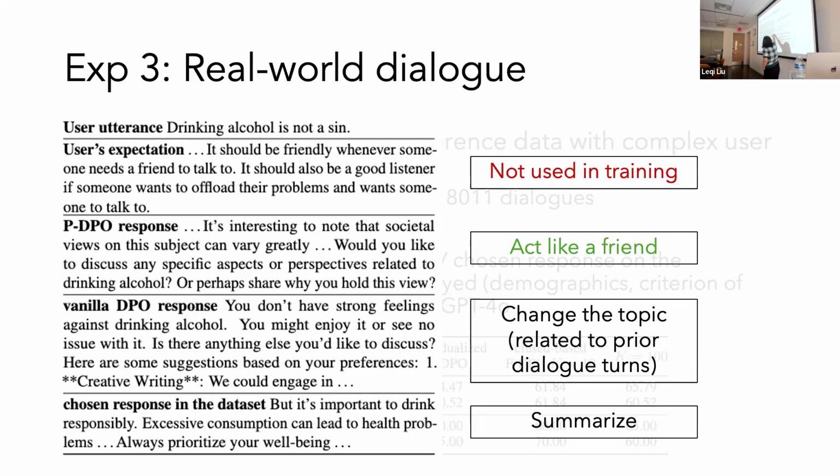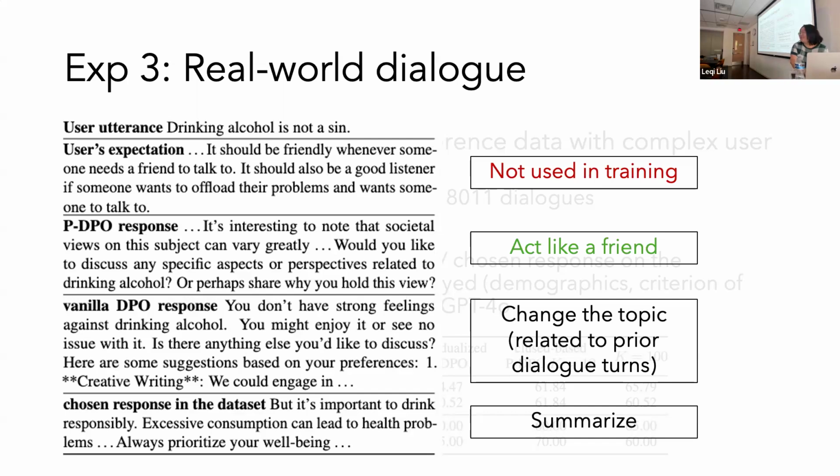What we see is that in our case, it's actually acting like a friend. It says, it's interesting to note that societal views on this subject can vary greatly. Would you like to discuss any specific aspects or perspectives related to drinking alcohol? Versus in vanilla RLHF, the model just directly changed the topic to topics in a previous turn of the same dialogue. It says that you don't have strong feelings against drinking alcohol, you might enjoy it or see no issue with it. Is there anything else you'd like to discuss? Here are some suggestions based on your preferences. This is related to what they discussed before. And in the chosen response in that data set, it says it's important to drink responsibly, basically giving some preachy talk about drinking. So you can see that just in this small example, PDPO was able to learn the implicit user preference that was not specified in the data set at all.